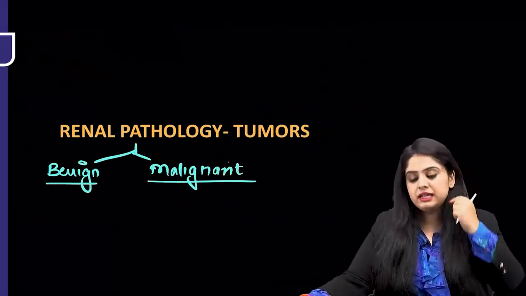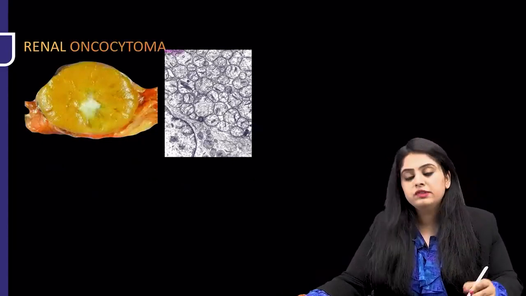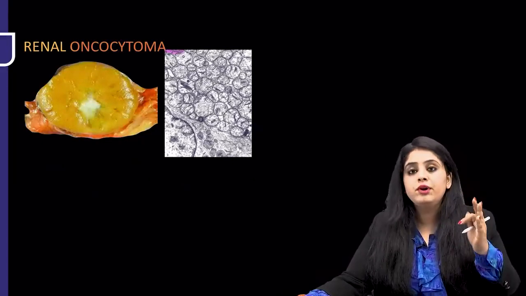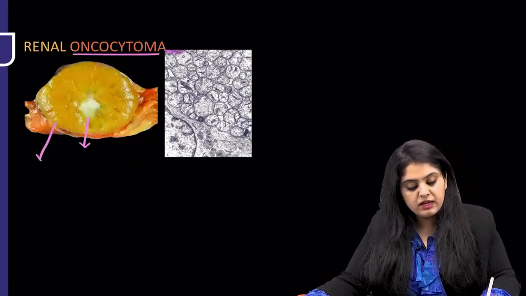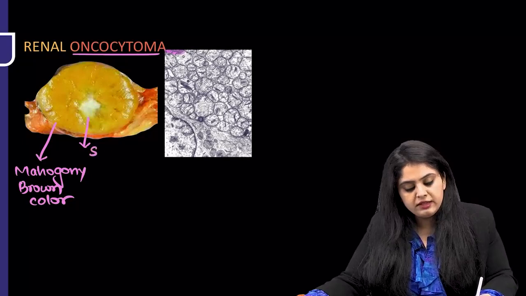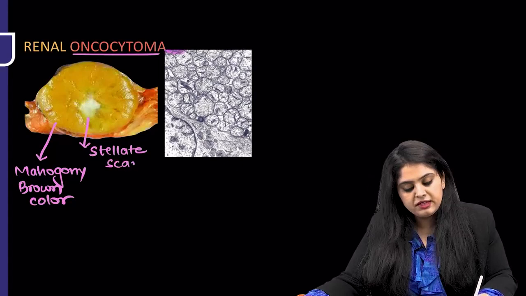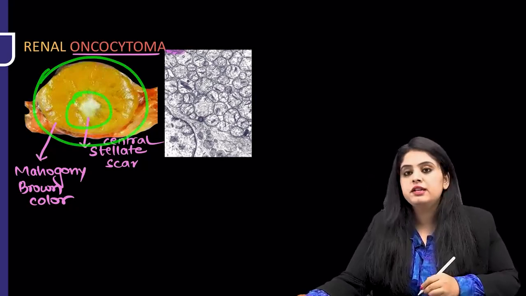Starting off with the benign tumor, the only benign tumor that you have to know is a renal oncocytoma. So what are the 3 points of oncocytoma that you have to know? Number 1, what is the color of this? I can see it has that brownish color है ना, so this is going to have the mahogany brown color. And what is this scar in the center? There's a stellate scar in the center, so I call it a central stellate scar. Repeating, there's a mahogany brown tumor with a central stellate scar.